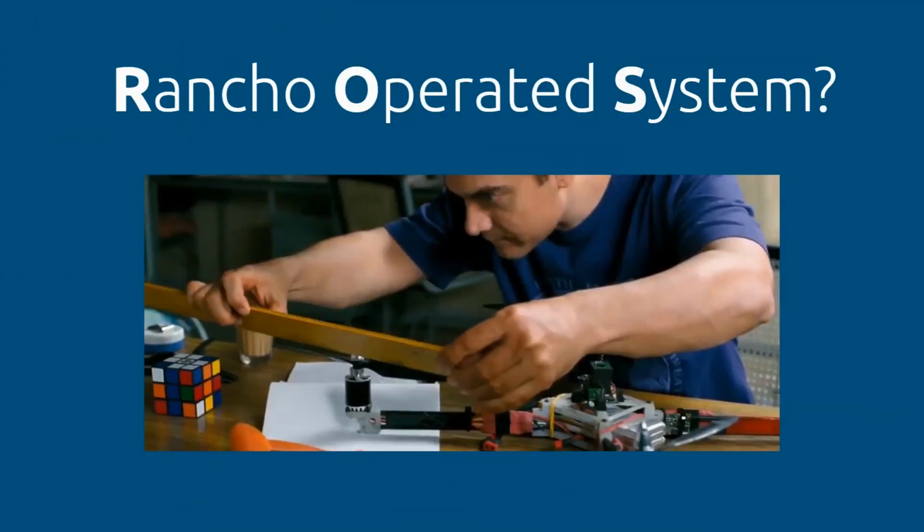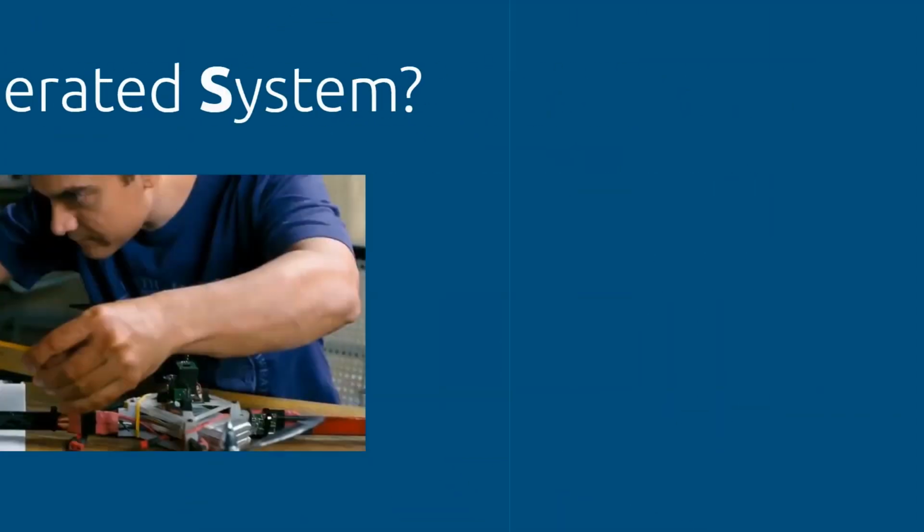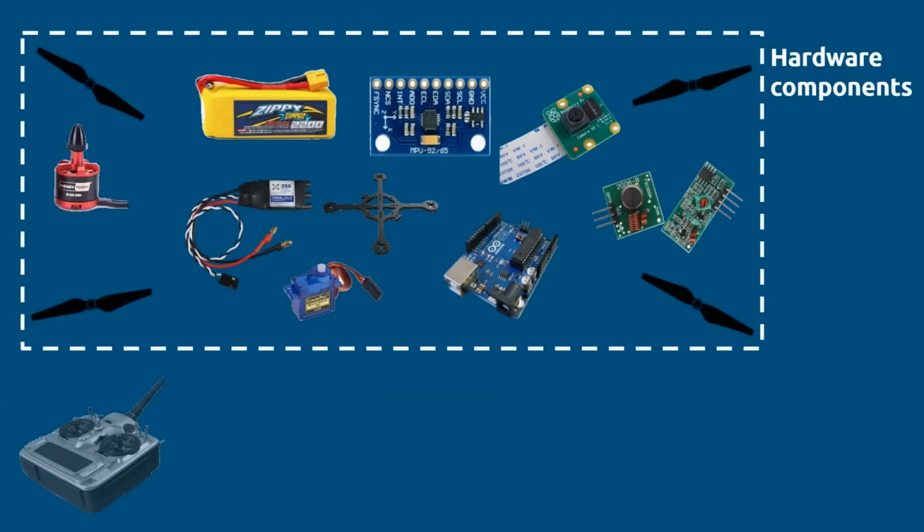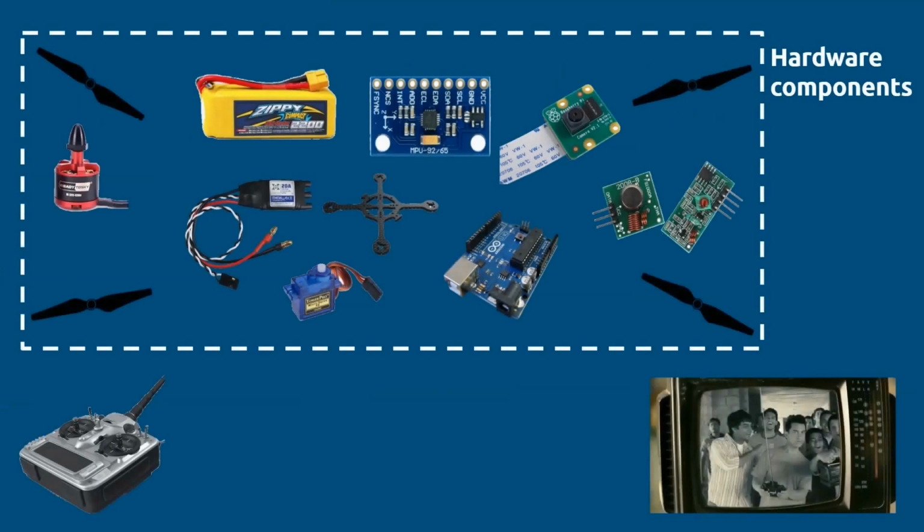Well, now the question is, how are you going to build this Rancho operated system? So you would require the hardware components, and then you need to connect all of them in some fashion to make the system work. So in order to understand the interconnection between the subsystems, we will have a look at the block diagram that we've developed.